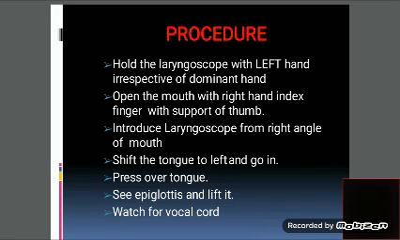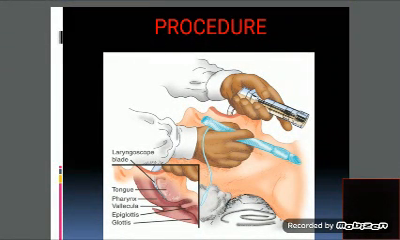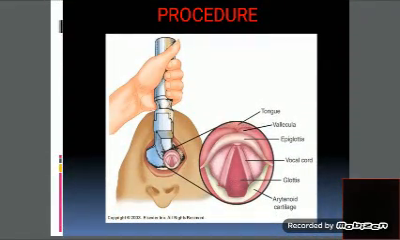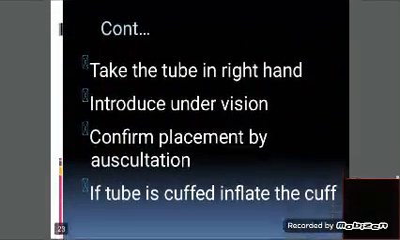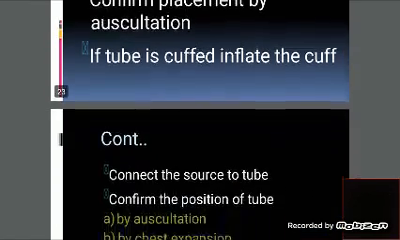So they need to check for the epiglottis and lift it. Watch for the vocal cord. This is the position where the doctor needs to see and place the laryngoscope. Check and see the epiglottis or vocal cord for the correct placement of the tube. Now they need to take the tube in the right hand, introduce it under vision, and confirm the placement by auscultation. If the tube is cuffed, inflate the cuff.